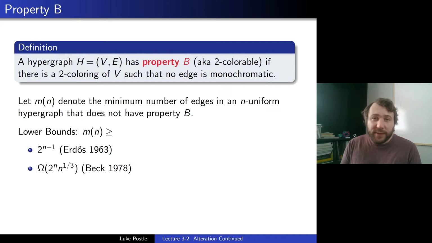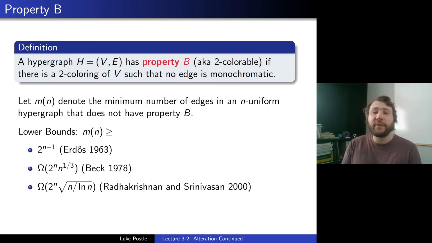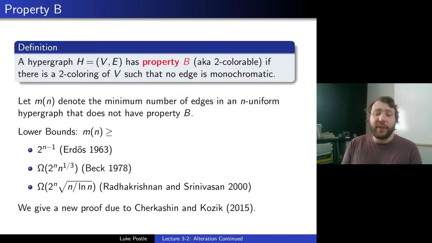There was more recent progress, first by Beck in 1978, showing 2 to the n to the cube root of n on the order of, and then by Radhakrishnan and Srinivasan in 2000, which showed 2 to the n root n over log n, so a bit better than cube root n. And what we'll do today is a new proof of that last result due to Cherkashin and Kozik from 2015.